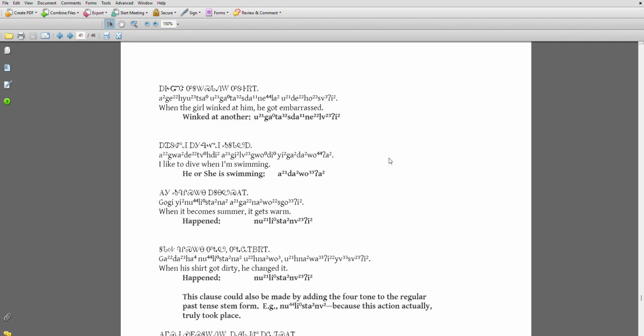When the girl winked at him, he got embarrassed. Agehuj uktastan nela. Udehosain. So winked at another, uktastan nela. But when you say uktastan nela, that means when he winked at her, or when she winked at him.